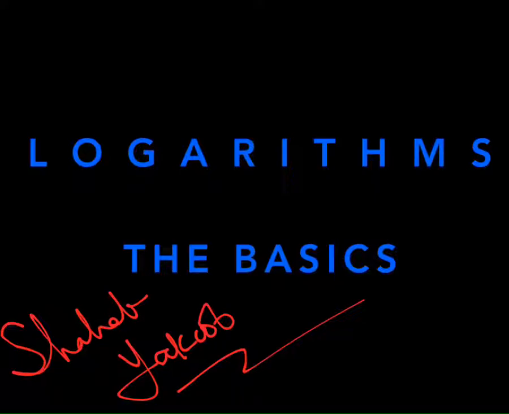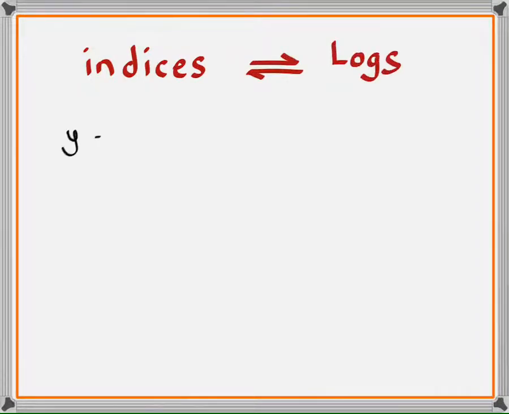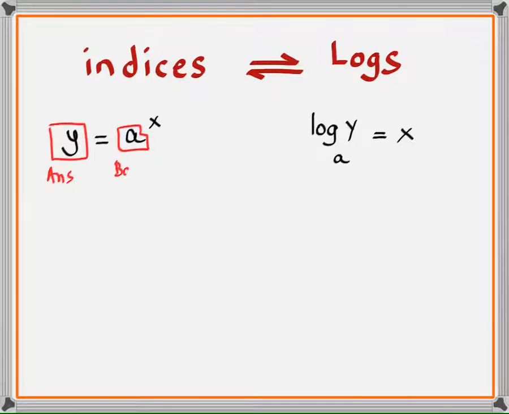So let's start with the very basic. How did logs come into being? We are not looking at the theory behind it, but what is the other concept of math that it is associated with? That concept is known as indices. An answer is obtained if a base is raised to a power. This is also called power. This is also called exponent. Two names for the same thing.